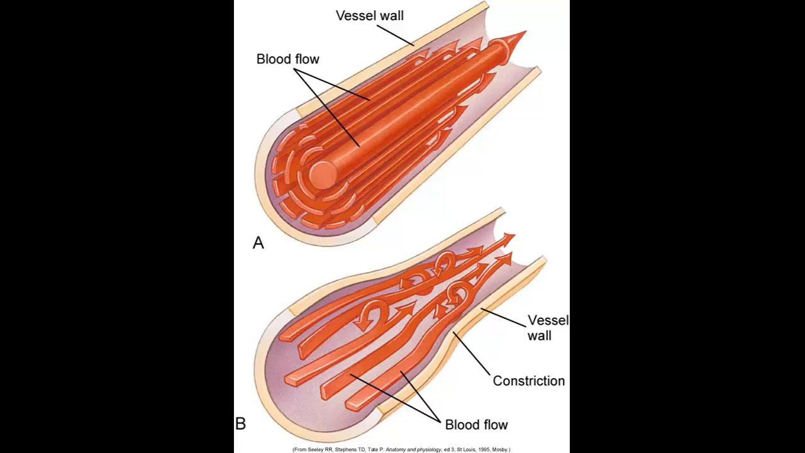Okay, now let's take a look at the bottom picture. In the bottom picture, we have some constriction of that vessel. Notice that now the blood starts going in all sorts of crazy ways. It's kind of circling around and things like that. So now we have that turbulent flow. The problem with turbulent flow is it's going to start activating platelets and start causing clots.